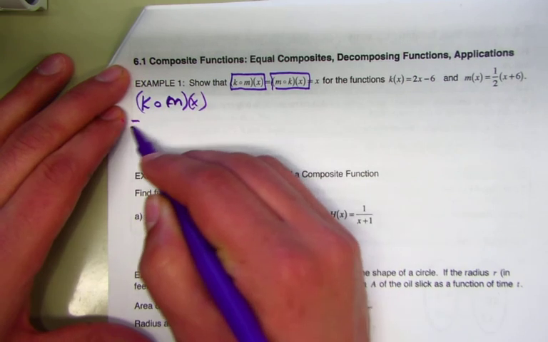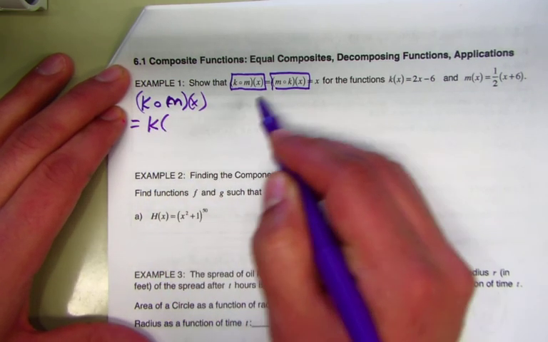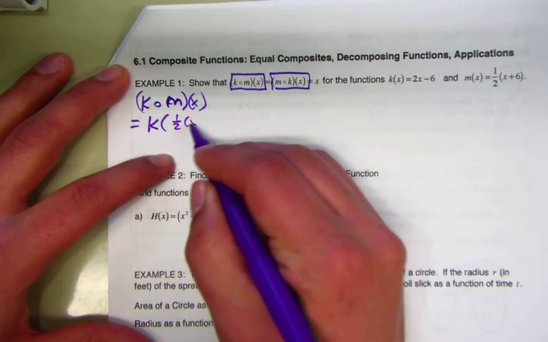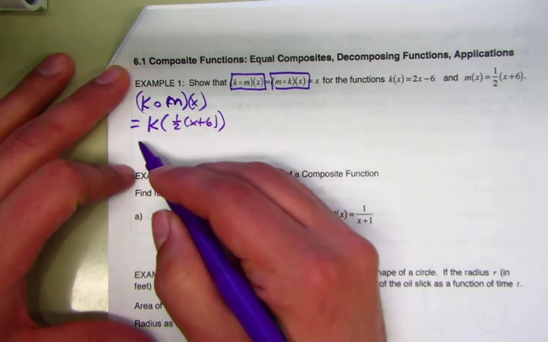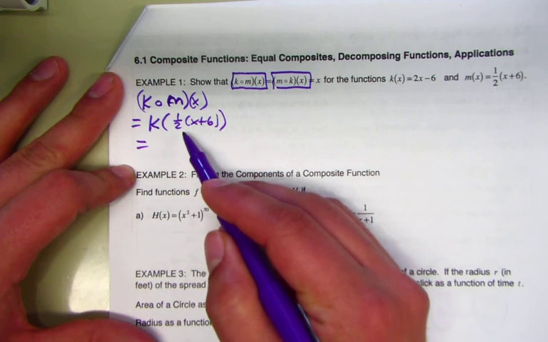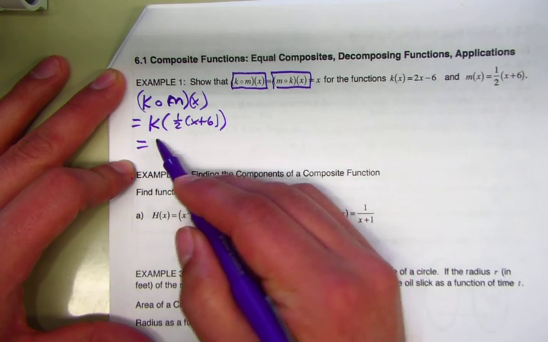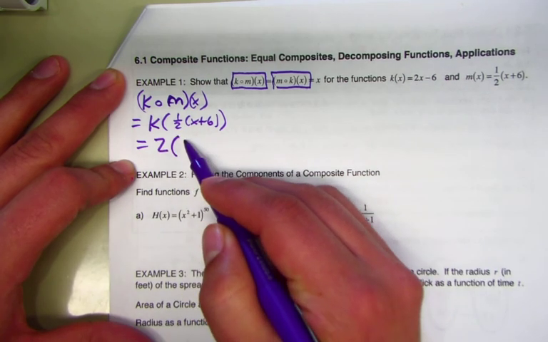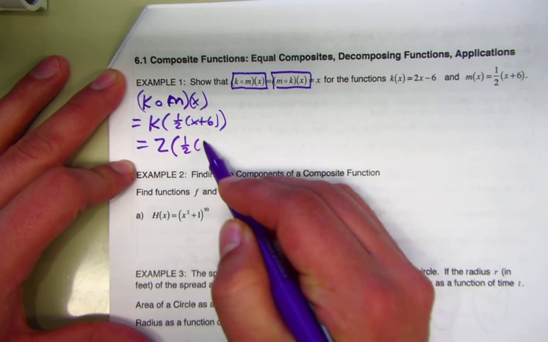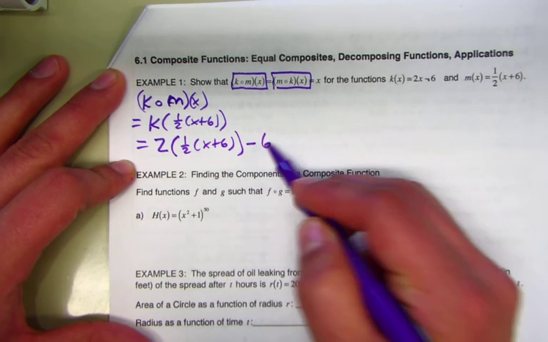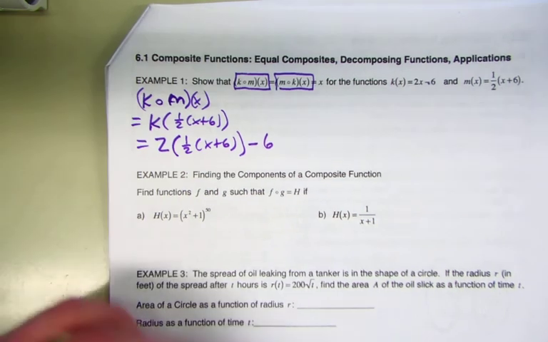This means k of, now what's m? M is 1/2 times x plus 6. And so now this gets plugged into the k function for x. So what would I write? 2, and instead of x, 1/2 x plus 6, and then don't forget the minus 6. Do you guys see what I'm saying here?